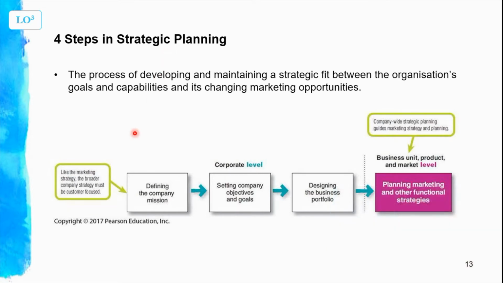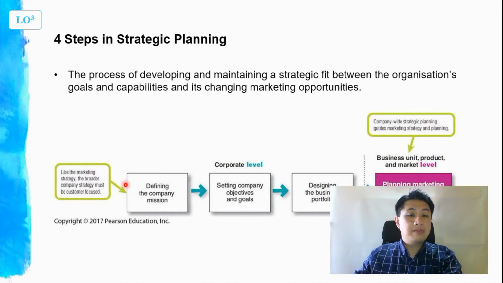So, how we do so in terms of strategic planning, we have the chart at the bottom. So we have what we know as the corporate level, followed by the business unit. At the corporate level itself, we have defining the company mission. The company mission gives the overall picture, the direction of where the company wants to move forward. And on this, they will set company objectives and goals. What do they want to achieve? What are the marketing topics and targets they want to actually move forward?